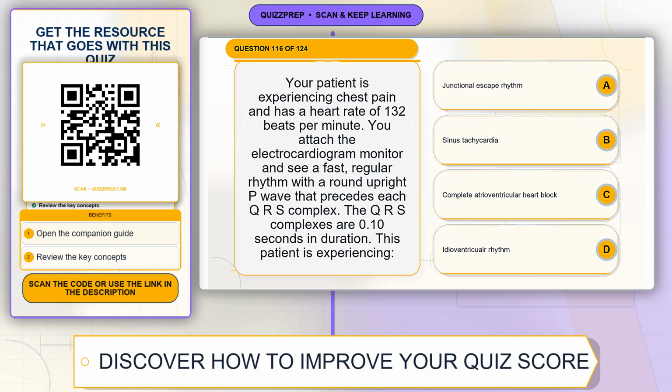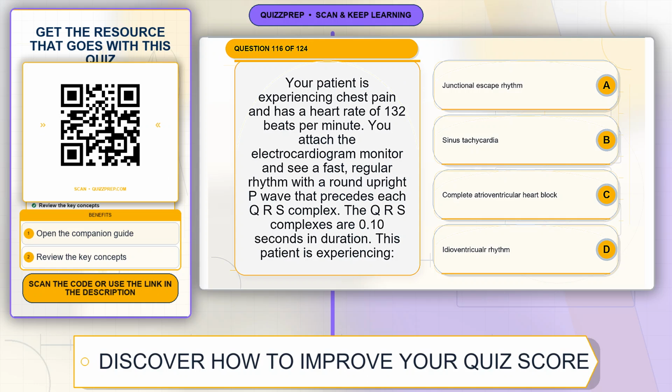Question 116. Your patient is experiencing chest pain and has a heart rate of 132 beats per minute. You attach the electrocardiogram monitor and see a fast, regular rhythm with a round upright P wave that precedes each QRS complex. The QRS complexes are 0.1 seconds in duration.